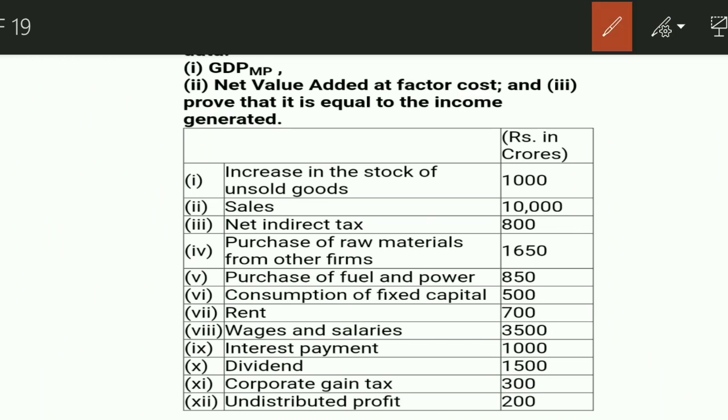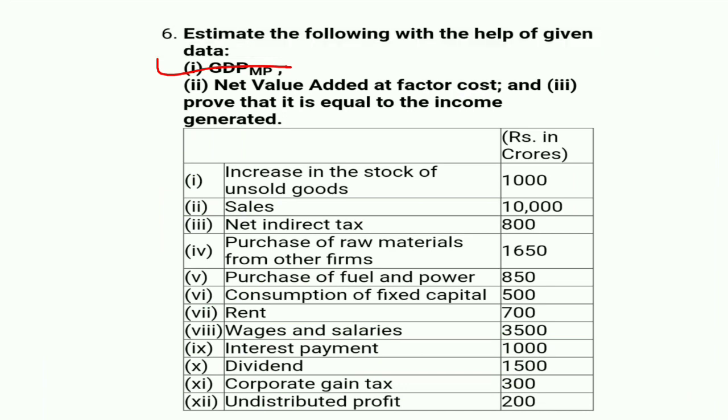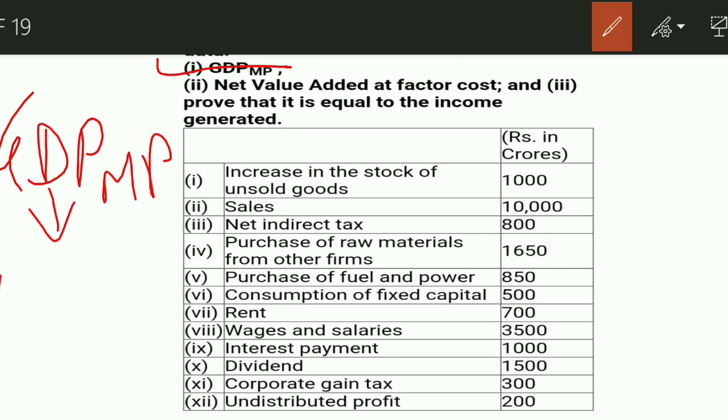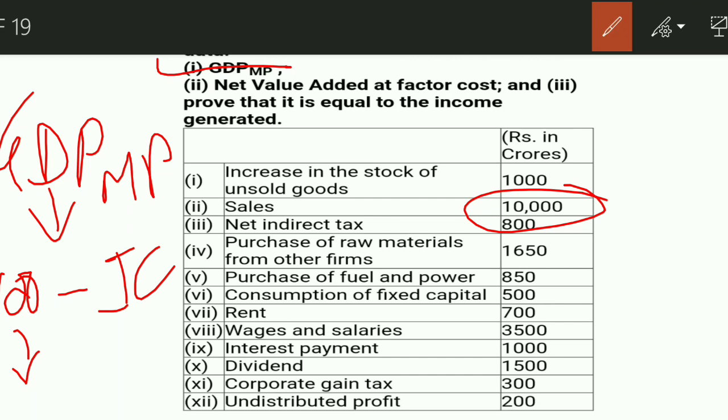So the question first is asking us to calculate GDP at market price. Now you all know what is GDP at market price. So see, GDP at market price is always value of output minus intermediate consumption. And value of output is sales plus change in stock. Sales is given here as 10,000, and change in stock is given here as 1,000. So 10,000 plus 1,000 would be 11,000. So value of output is 11,000.